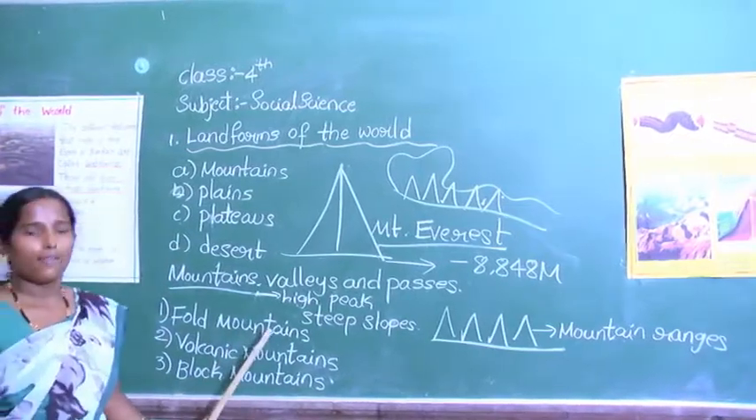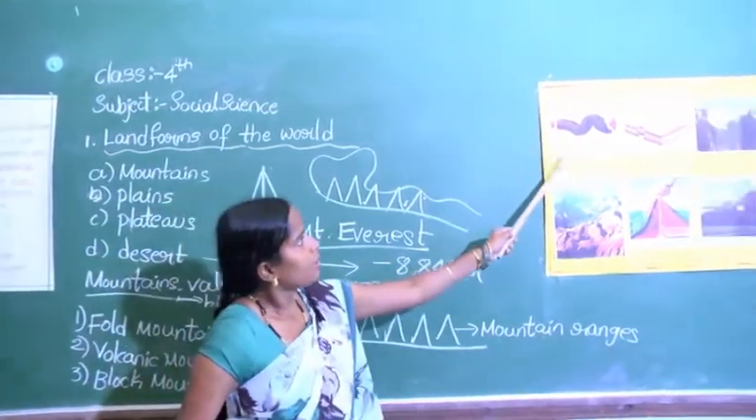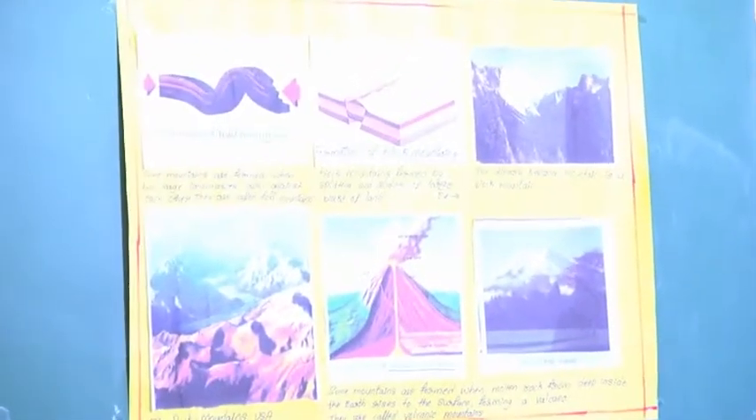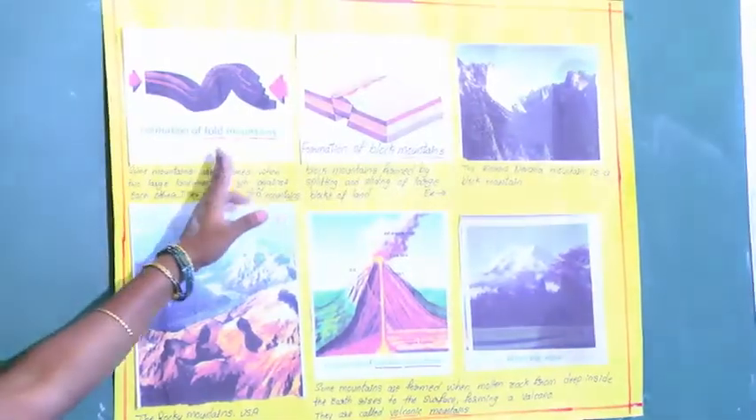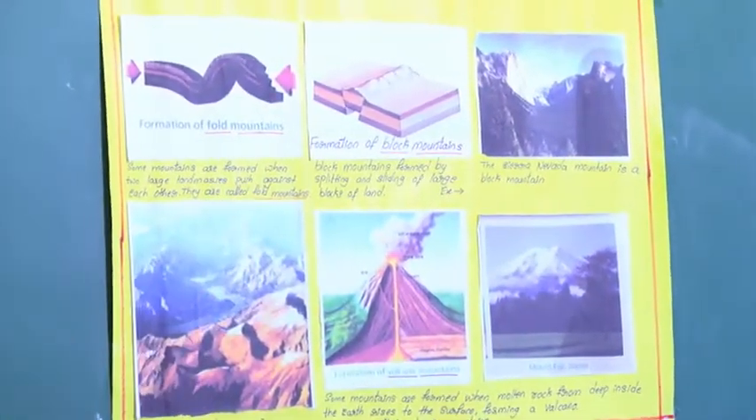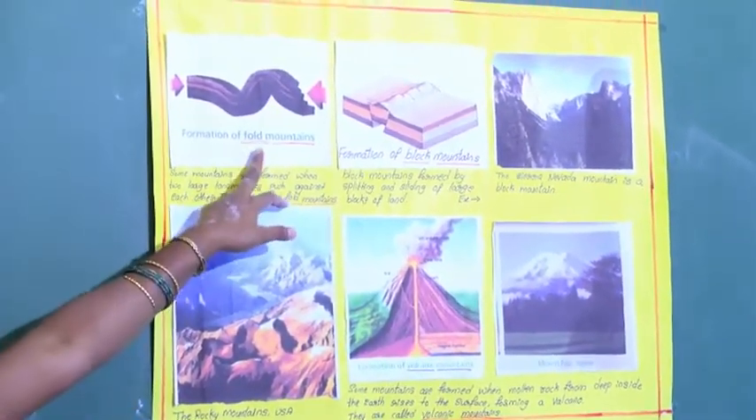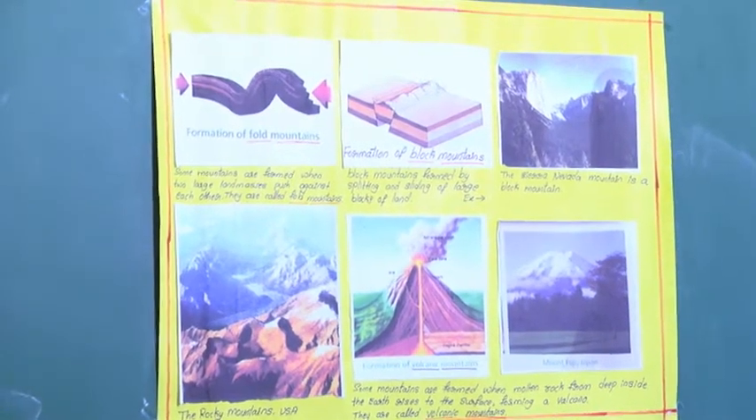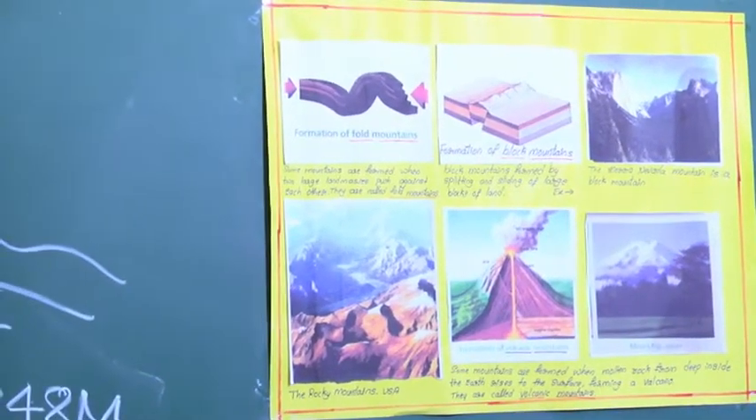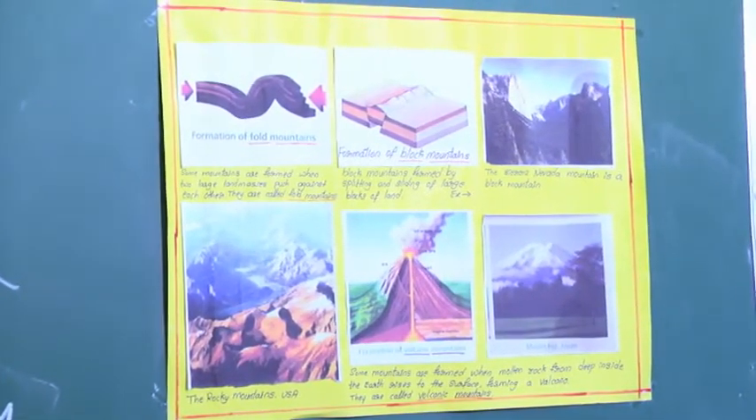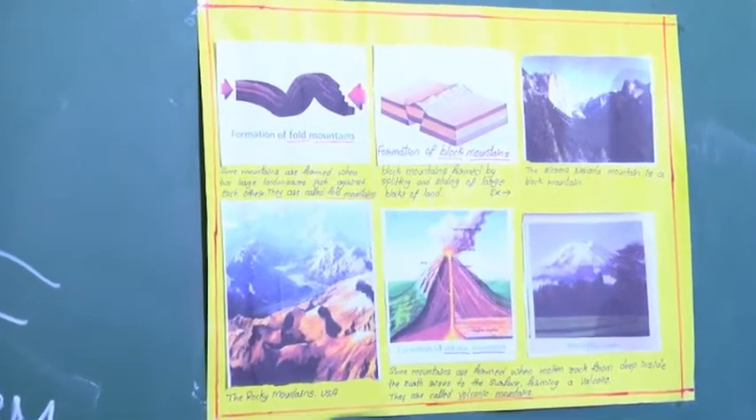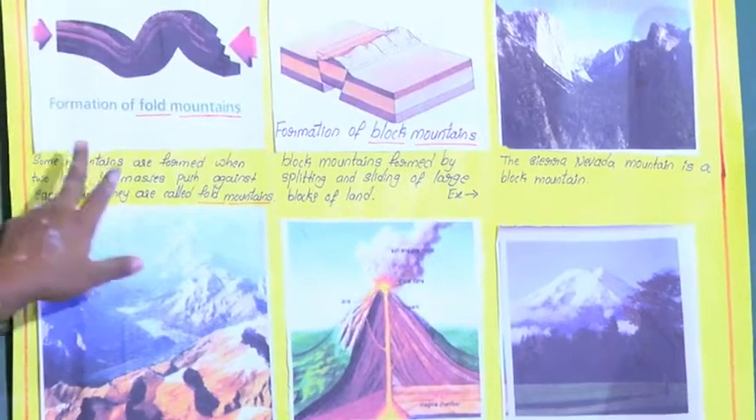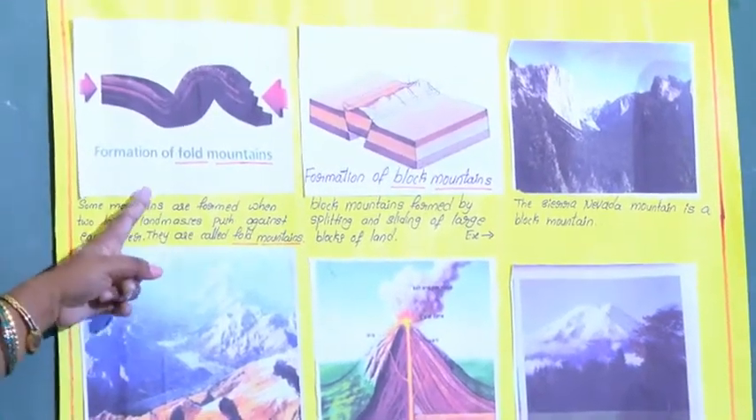First one, fold mountains. The formation of fold mountains: some mountains are formed when two large land masses push against each other. They make fold mountains. The examples for fold mountains are the Himalayas, the Rockies in North America, and the Alps in Europe.